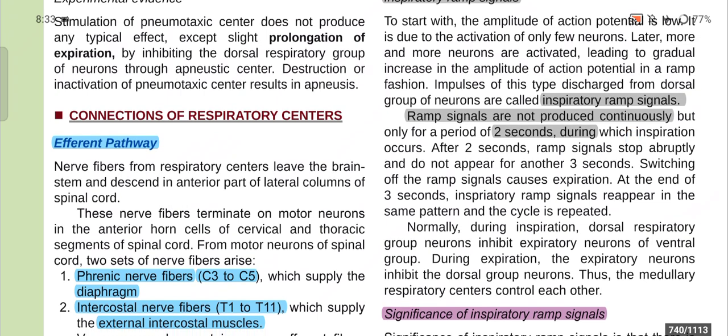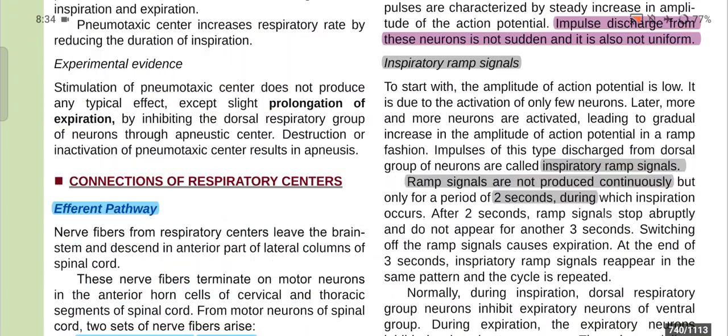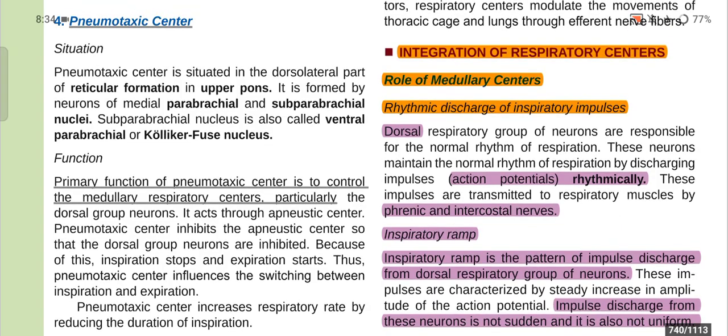Normally, during inspiration, the dorsal respiratory group of neurons inhibits the expiratory neurons of the ventral group, and during expiration, the expiratory neurons inhibit the dorsal group of neurons. Thus the medullary respiratory centers control each other. Now, the significance of inspiratory ramp signals is that there is a slow and steady inspiration, so that the filling of the lungs with air is also steady.